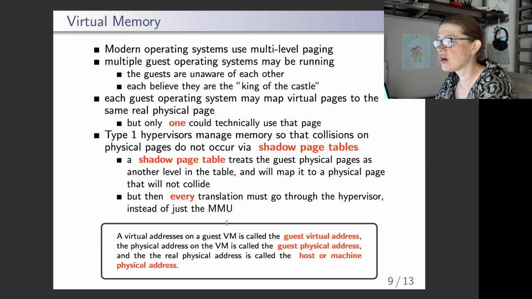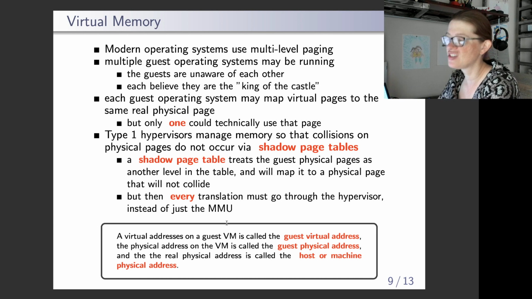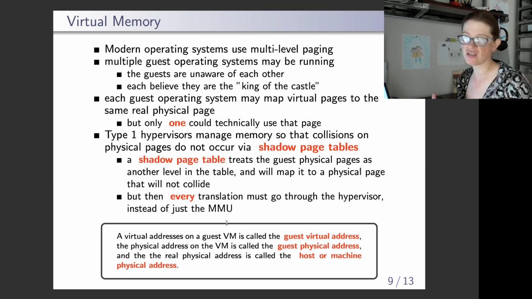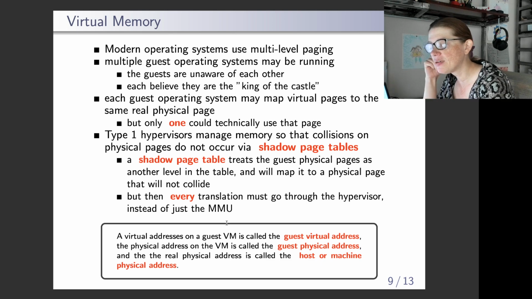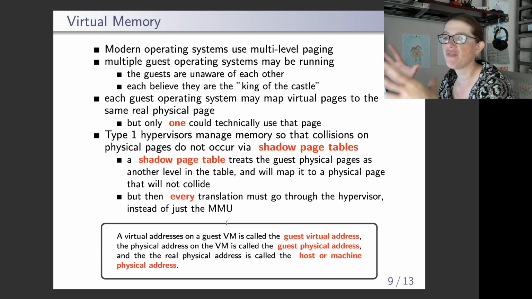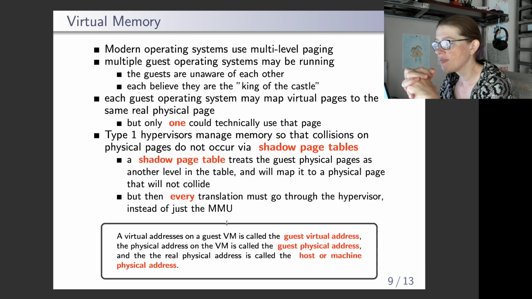So another thing to talk about, and this is going to be with respect to type 1 hypervisors. I feel like type 2 hypervisors are actually fairly straightforward. But type 1 hypervisors, how do you deal with memory? You want to create this environment where you've got multiple operating systems running on one computer at a time and multiple users using each of those.